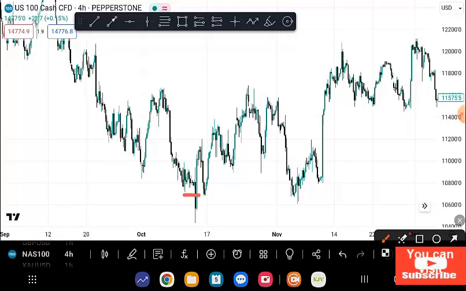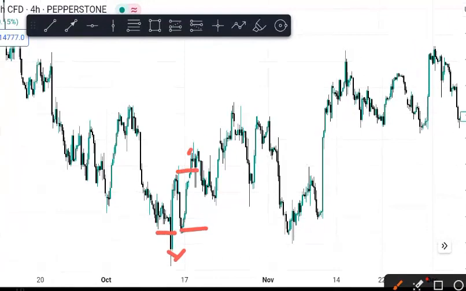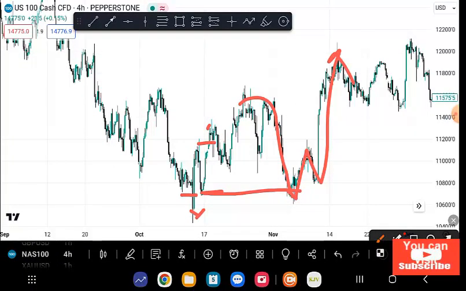Sweep of liquidity right there. Low number one, low number two, broke structure to the upside. So we expect low number two to fail. So price came back, took it out, and boom, look at the reaction. Beautiful trade. Notice this is even the 4-hour time frame. I haven't gone to a lower time frame.